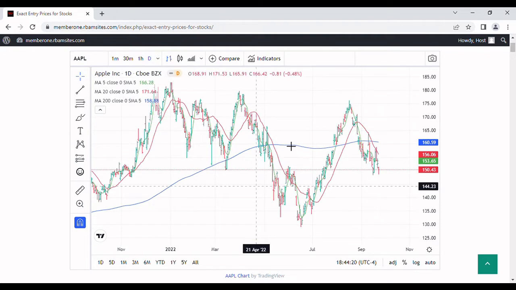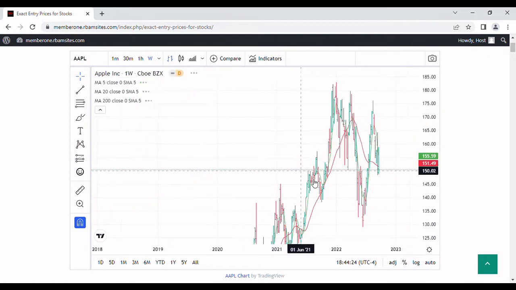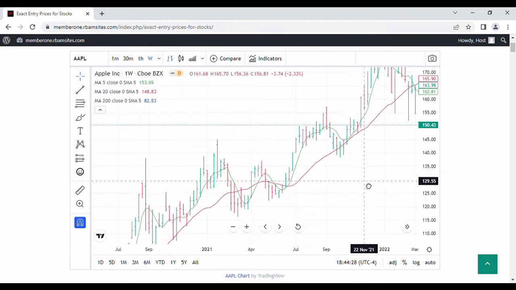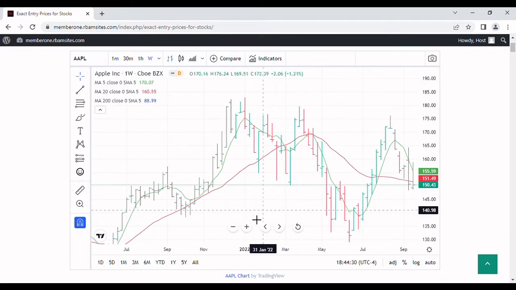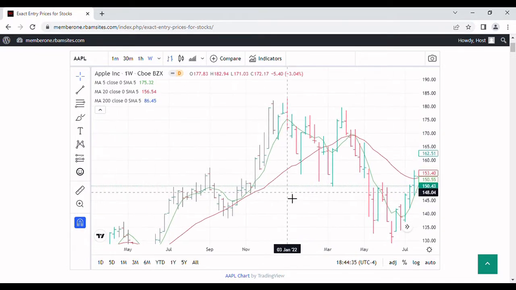Now, I'm going to show you, this is a daily chart. I'm going to show you the same thing with moving averages on a weekly chart, show you how you can make some serious money doing virtually nothing. Now, keep in mind, I'm pulling examples. Anybody can pull examples and show you how their ideas work. You have to test this for yourself.